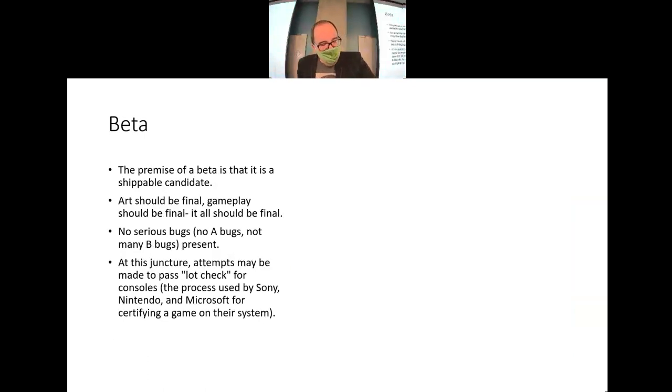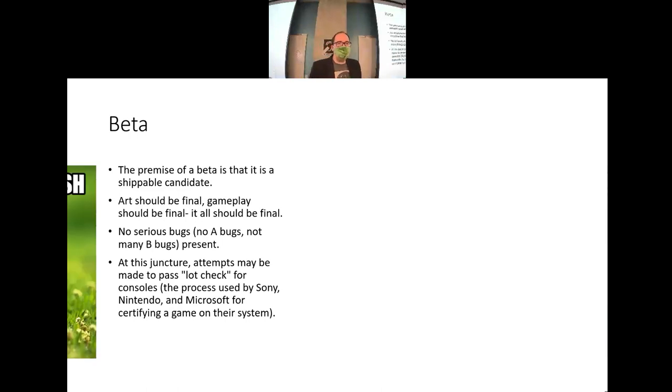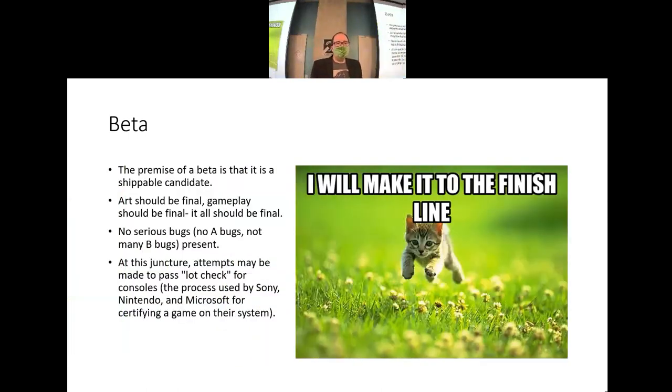Okay, beta. The premise of beta is that it is a shippable candidate. In theory, you can ship this and be okay. I mean, you don't really want to, but that is the theory. So art should be final. Gameplay should be final. It all should be final. There should be no serious bugs. No A bugs. A bugs would be things that stop the game, prevent player progression. B bugs are bugs that don't stop progression, don't break the game, but look really ugly and are obviously bad. That's pretty standard industry jargon.